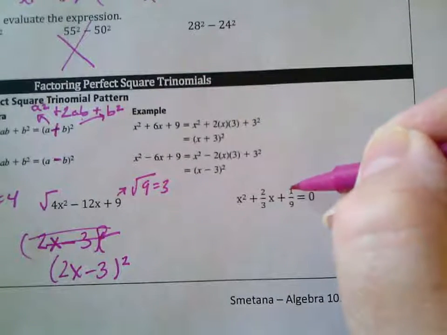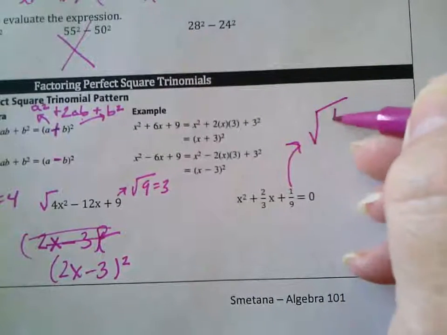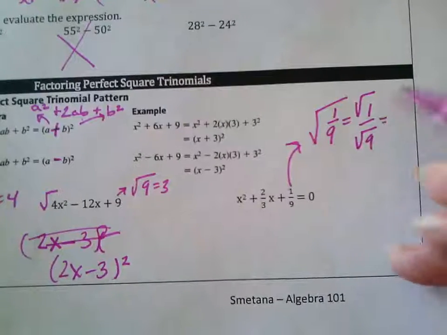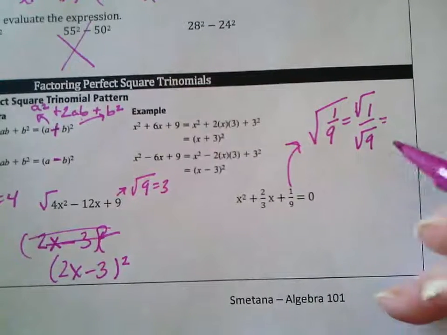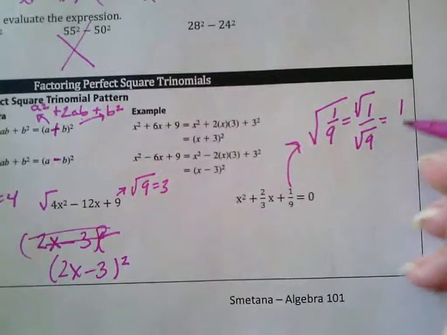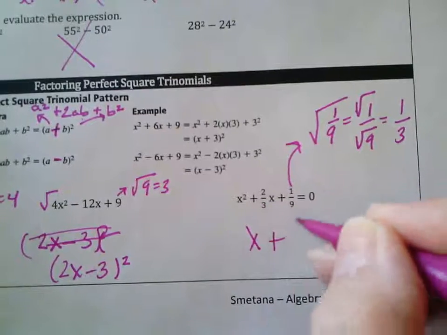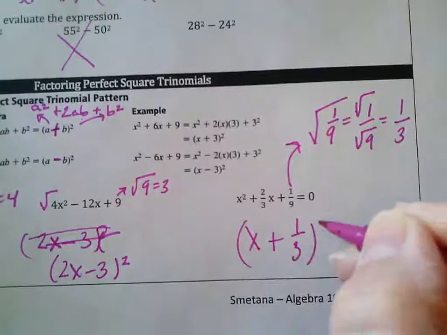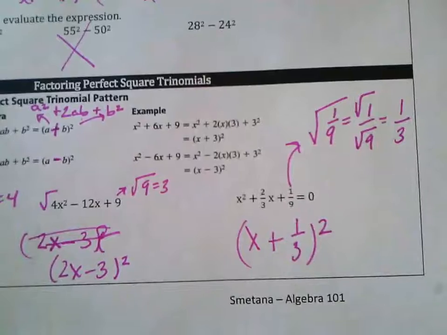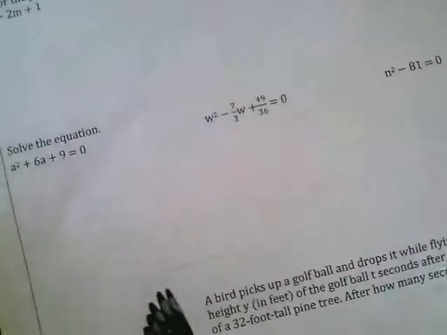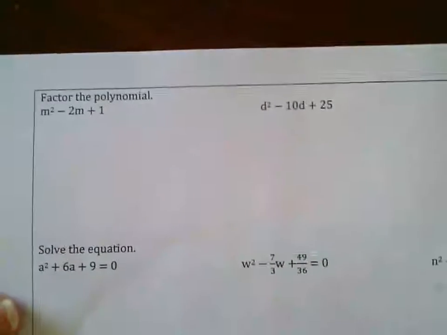So take this right here and take the square root, which is the same as taking the square root of the top, numerator, and bottom, denominator. You get 1 over 3. So x plus 1/3 squared. Hopefully you're feeling a little bit better about that. Let's try a few and see how we feel.